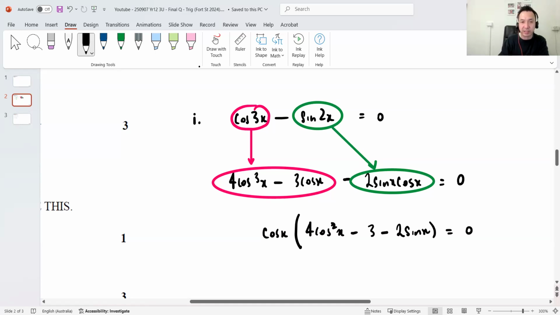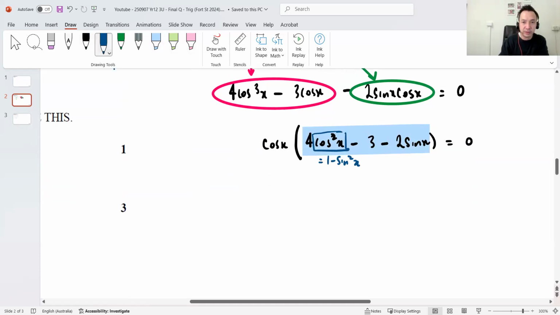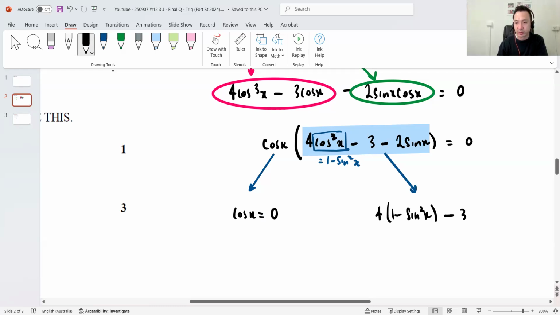So it feels like I can solve 2 parts now. This side here is harder, right? This side here, it's not quite complete, but it looks like a quadratic. So I probably need to turn this into sine squared, right? So use 1 minus sine squared there as the identity to help me solve that, to get a quadratic in terms of sine. So I'm going to say this bit here gives me 0, and then this bit here gives me 0. So cos x equals 0, and 4(1 minus sine squared) minus 3 minus 2 sine x equals 0.